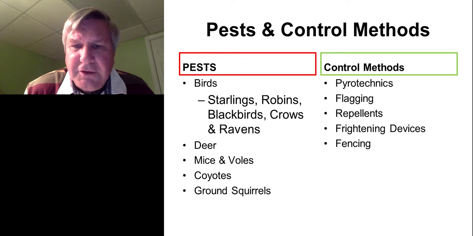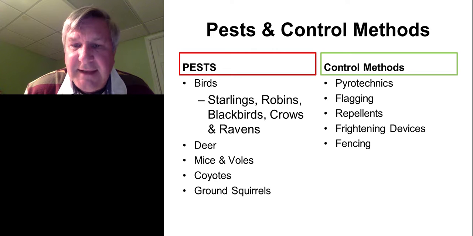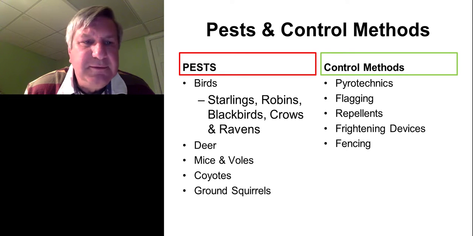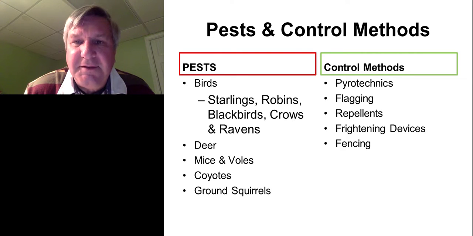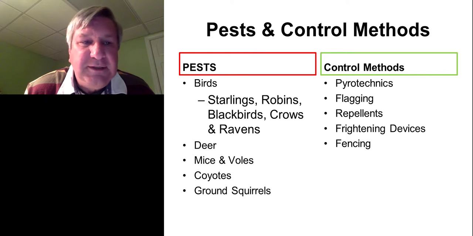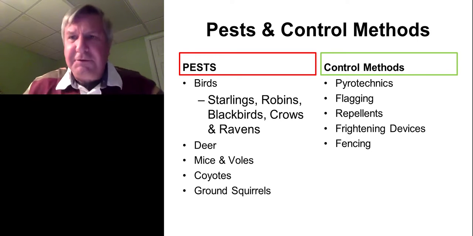There are a variety of control methods also. Some are listed there, from noise devices or pyrotechnics, flagging, simply hanging ribbons or flags, and the motion of those items deters birds from eating fruit. Chemical repellents, audio frightening devices, propane cannons. Fencing is another control method. We put that one at the bottom. It may be most effective and maybe the most expensive, as we'll see as we go through some of this presentation.